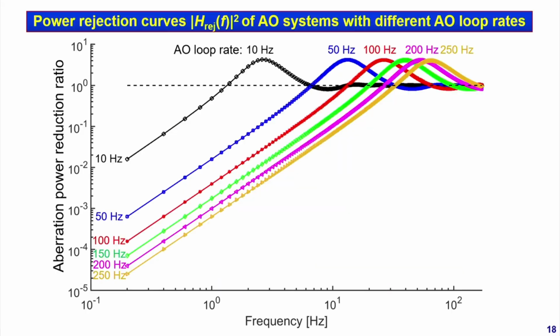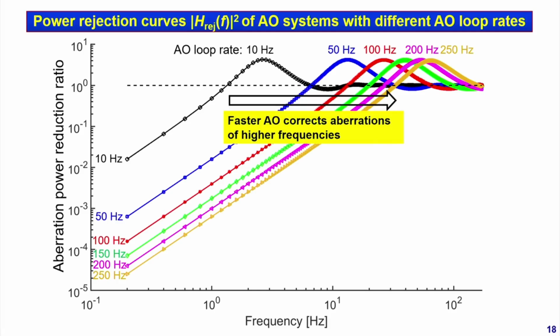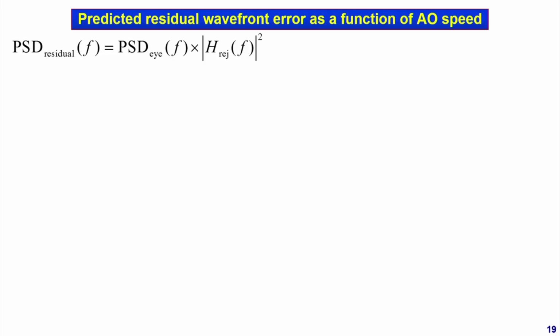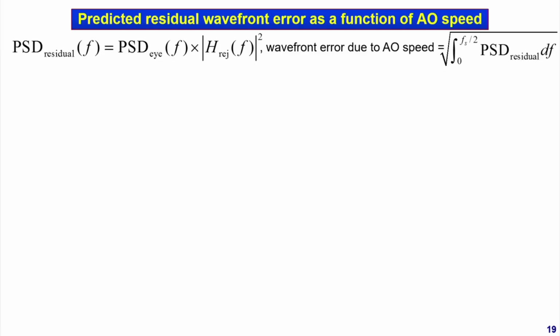To understand this better, here we show simulated power rejection curves of AO systems with different loop rates, ranging from 10 Hz to 250 Hz. We find that faster AO not only corrects aberrations of higher frequency, but also corrects aberrations orders of magnitude better at lower frequencies. This is very helpful because ocular aberrations have more power at lower frequencies. By multiplying the ocular aberration power spectrum with the power rejection curves of the AO system, we get a power spectrum of the residual aberration, from which we can calculate the wavefront error due to finite AO speed.